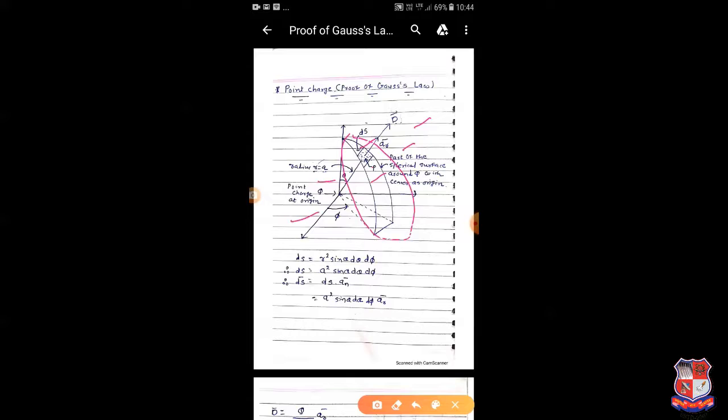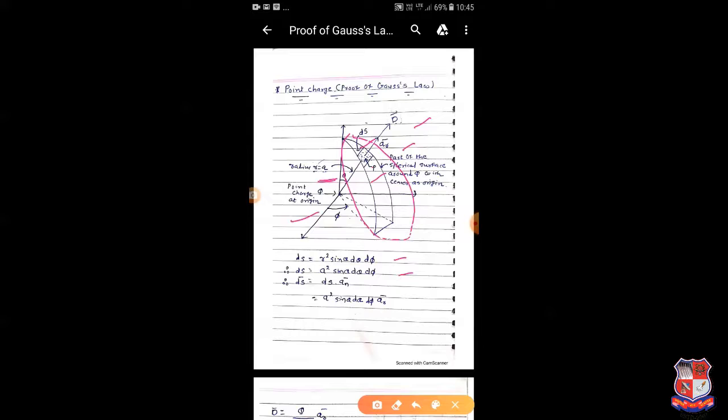Now as this is a spherical coordinate system, we have to consider the equation of dS for the spherical coordinate system. What is the equation of dS? That is dS is equal to r square sin theta d theta d phi. But here the radius r is equal to a, so we replace r with a. Therefore dS is equal to a square sin theta d theta d phi.